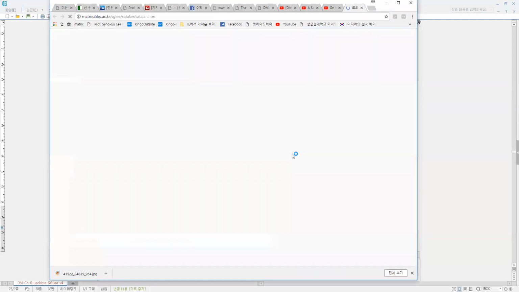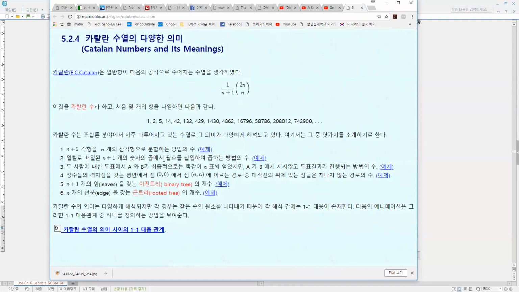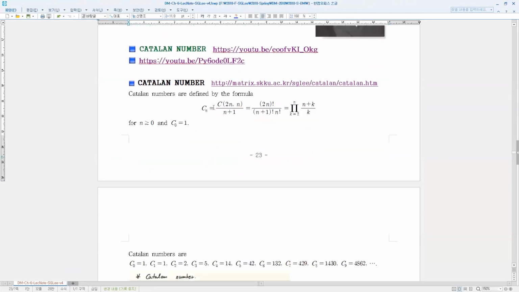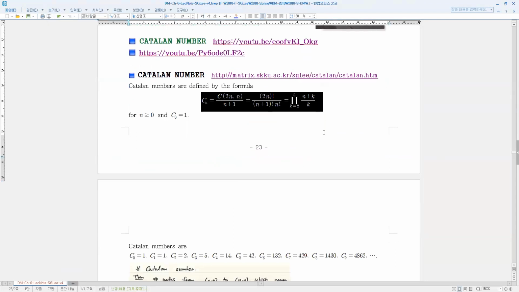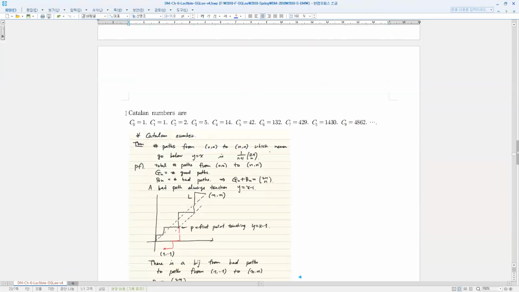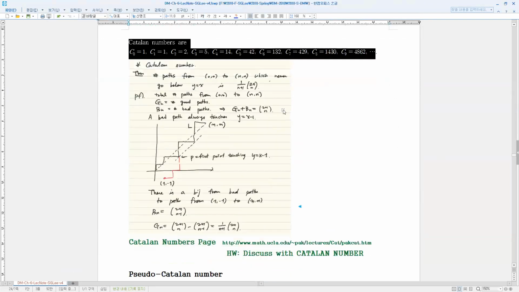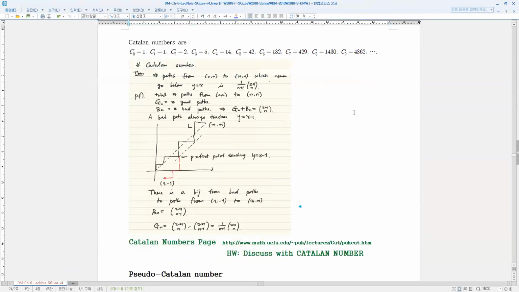Also, I have made a web page on Catalan numbers that may help you. This is the formula for the Catalan numbers, and they can be written as a series. The theorem that we just showed can be rewritten in this way.